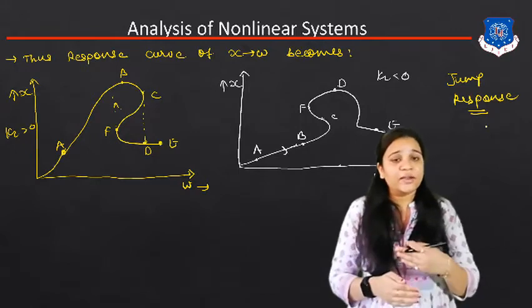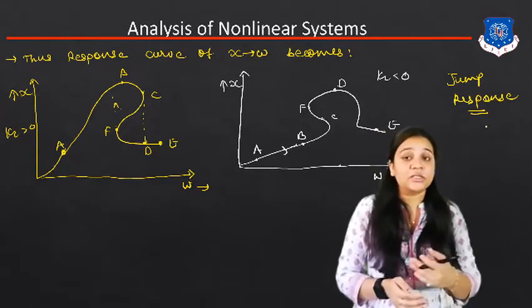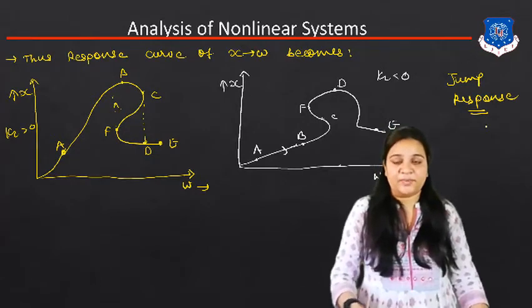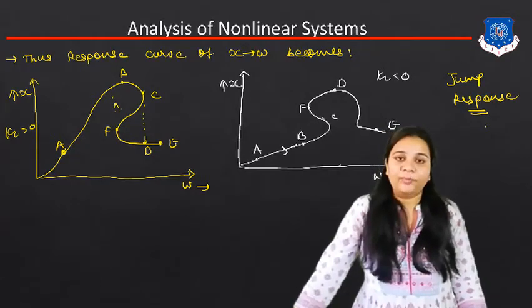Here only one displacement is given for this mechanical system. The same method will be applied for more than one displacement for any kind of mechanical system. So this is the response curve of x versus omega.